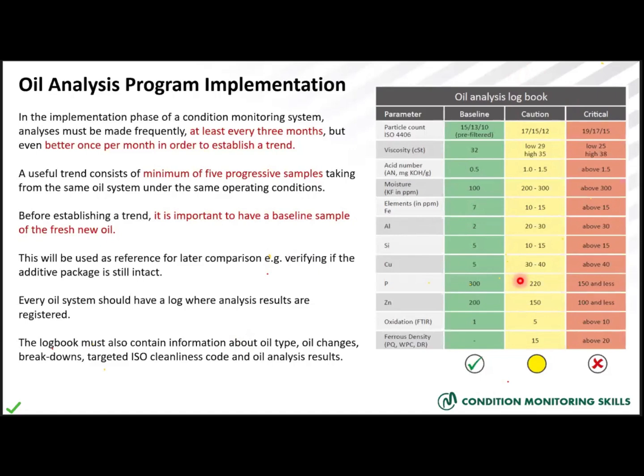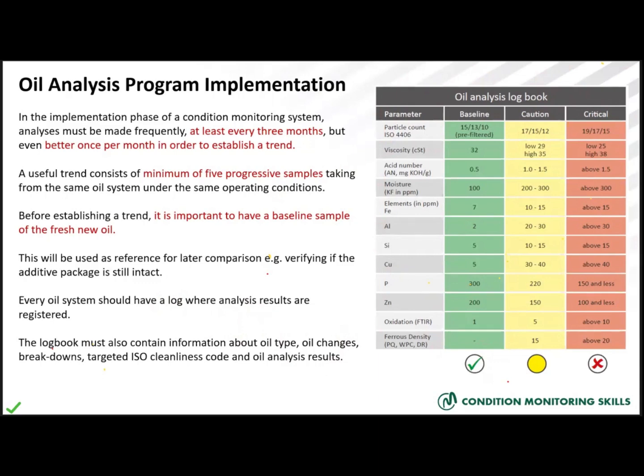Before establishing a trend, it's important to have a baseline, as you can see here. This is a baseline, a very good condition: a baseline sample of the fresh new oil. This will be used as a reference later on for verifying, for example, whether the additive package is still intact, or verifying the contamination levels, and so on. Every oil system should have a log book, like this one, where the analysis results are registered. Nowadays, there is a lot of software that can register the oil analysis results and reporting, and it should contain information about the oil type and so on.